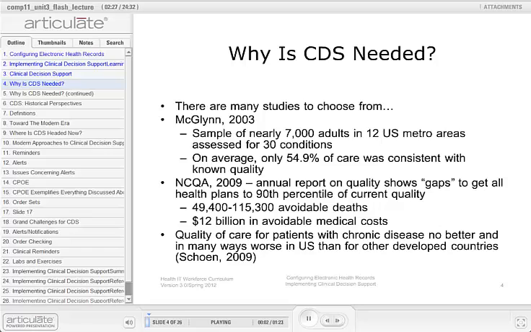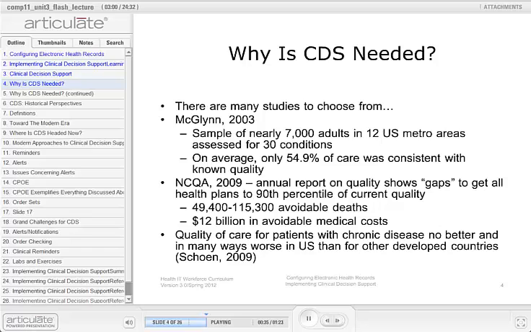Why do healthcare providers need clinical decision support? One of the reasons is that healthcare is not as good as it could be, as demonstrated in many studies. Probably the best known of these studies is from McGlynn and colleagues, who sampled the medical records of nearly 7,000 adults in 12 metropolitan areas of the U.S. for 30 conditions. They found, on average, that only about 55% of care was consistent with the best-known quality.